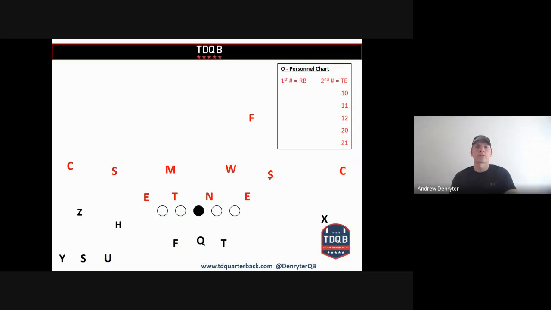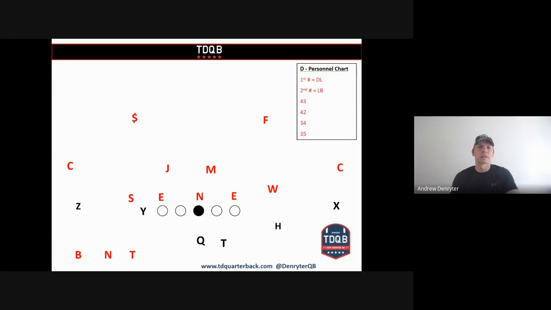So as a quick review, last week we talked about offensive and defensive personnel. Remember, for offensive personnel, we use a 2-number system. First number for the running backs, second number for the tight ends. Defense is the same setup, a 2-number system. First number will tell you the number of D-linemen. Second number tells you the number of linebackers. We don't worry about the secondary players because there are 11 guys on the field.